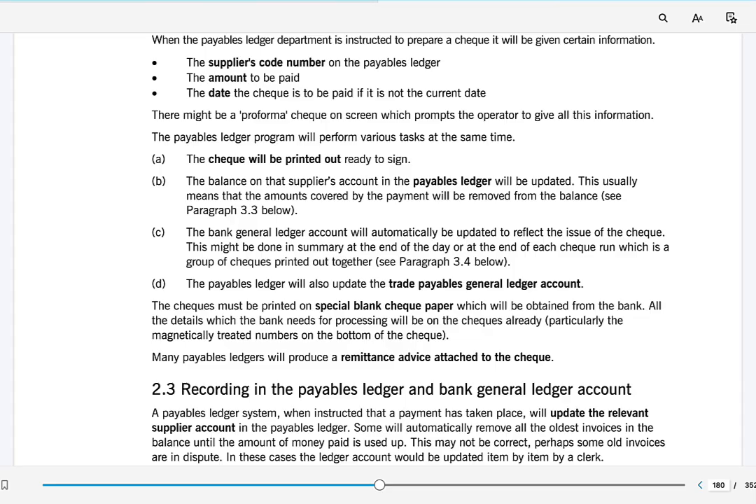Quick classroom recap. Let us recap Lesson 2.2 in the simplest possible way. A computerized payable system allows the business to record supplier payments efficiently. The clerk enters the supplier code, the amount, and the date. The system can print the check. The system updates the supplier account in the payables ledger. The system updates trade payables in the general ledger. The system updates bank in the general ledger. So one entry creates the full double entry automatically.